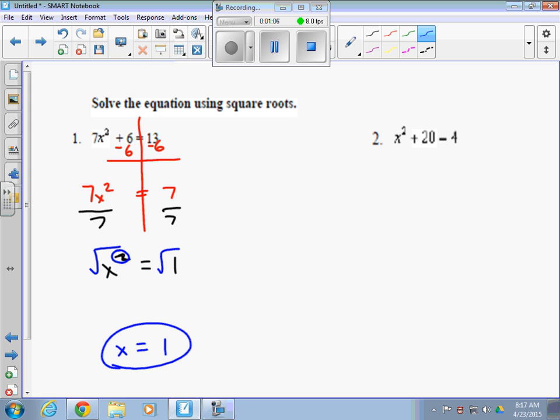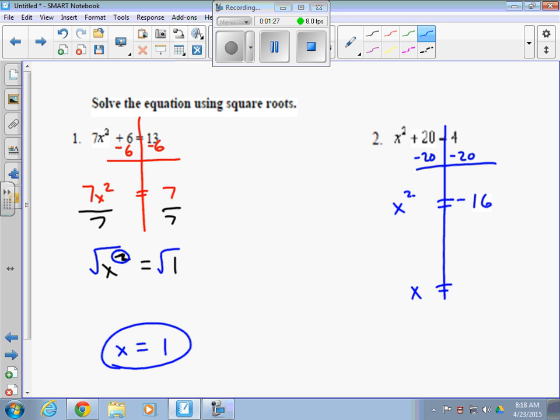Undo the same thing with this next one. You want to get it to say x equals all by itself. It says plus 20. So you undo plus 20 by subtracting it. If you do it to the left side, do it to the right side. 4 minus 20 is going to be negative 16. So you have something that says x squared equals negative 16.